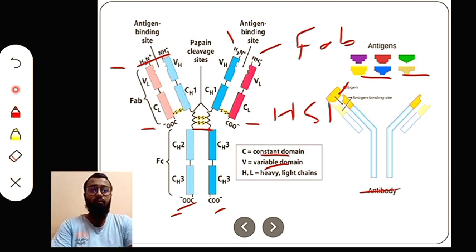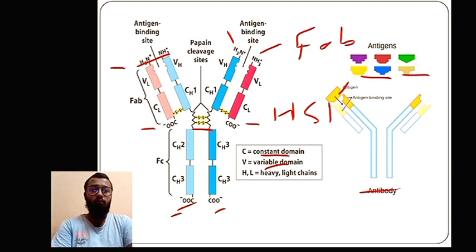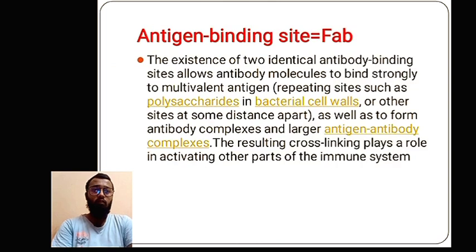Let's see about the antigen binding site or FAB region. The existence of two identical antibody binding sites allows the antibody molecule to bind strongly to a multivalent antigen. These repeating sites, such as polysaccharides in bacterial cell walls or other sites of different bacteria, allow the formation of large antibody complexes.